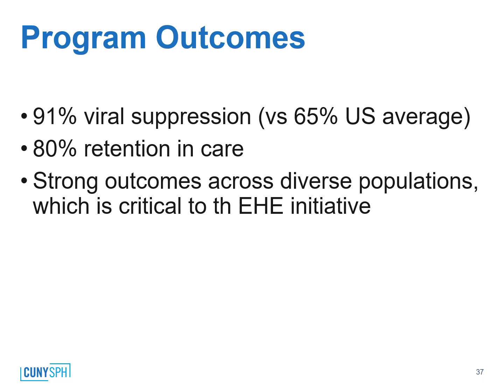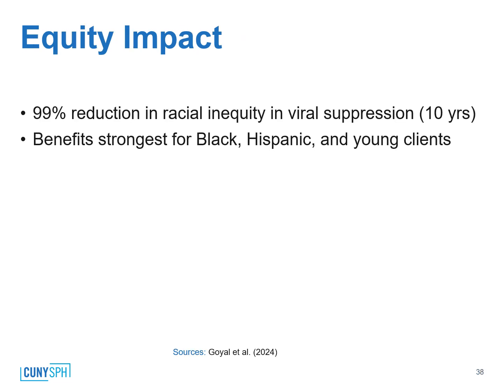Outcomes are strong. Viral suppression rates are 91%, which compares to 65% in the US average. And it's also been shown to reduce racial disparities in health outcomes. For example, a modeling by Goyle in 2024 estimated a 99% reduction in racial inequity in viral suppression over 10 years.